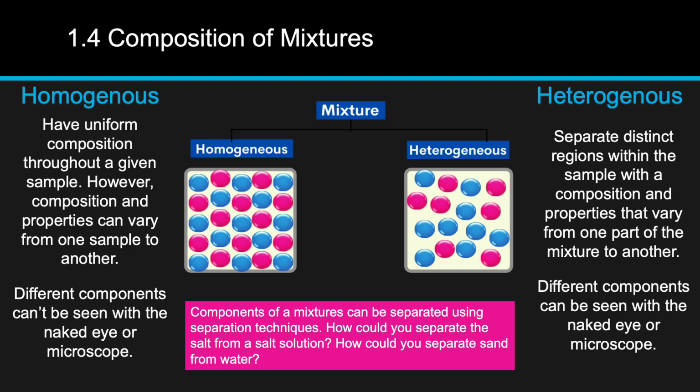And then we go over to our heterogeneous mixtures. So these are separate, distinct regions within the sample that have composition and properties that vary from one part of the mixture to another.